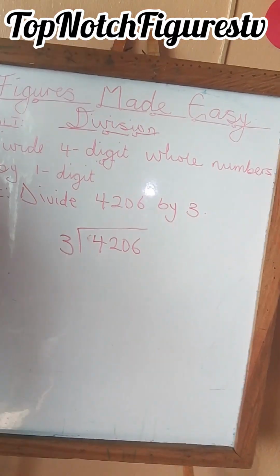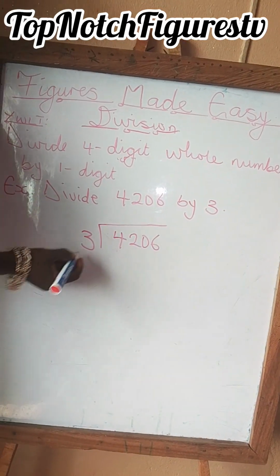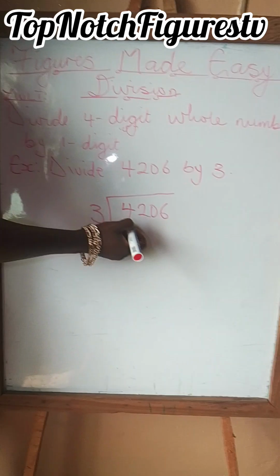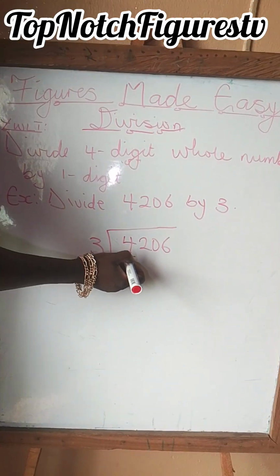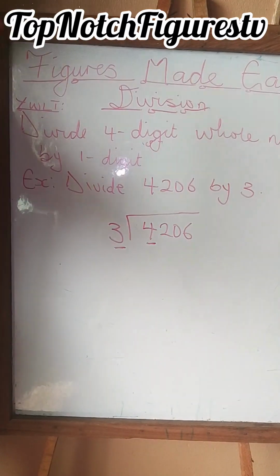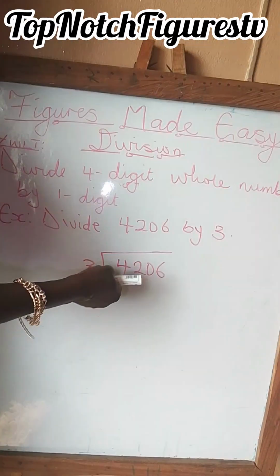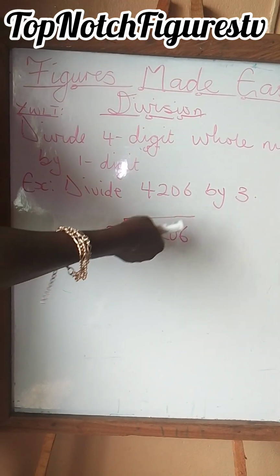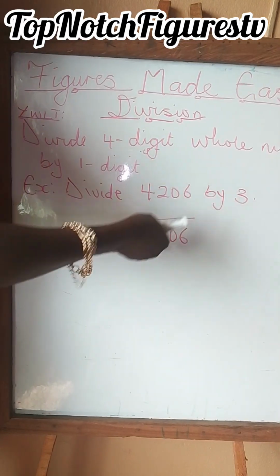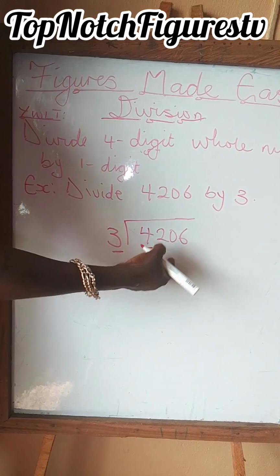Then we start. Firstly, look at your numbers. Look at our divisor here. This is 3. And here, what do we have? 4. Which of the two is greater? 4 is greater than 3. So we can start with a number, since we can take away 3 from 4. That is, you can divide 4 by 3, so meaning you can use a 1-digit number instead of using the 2.